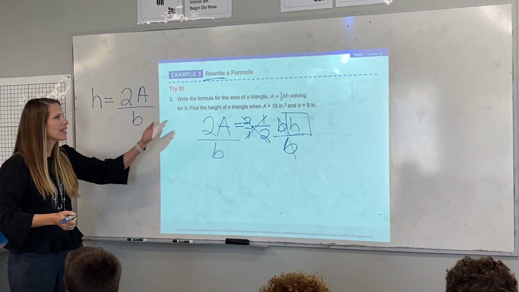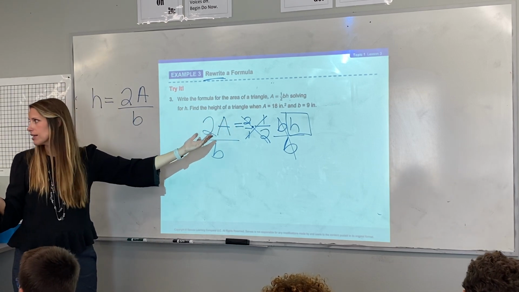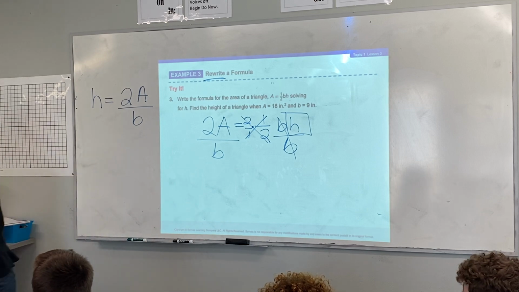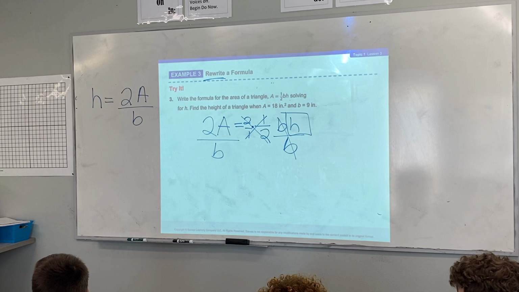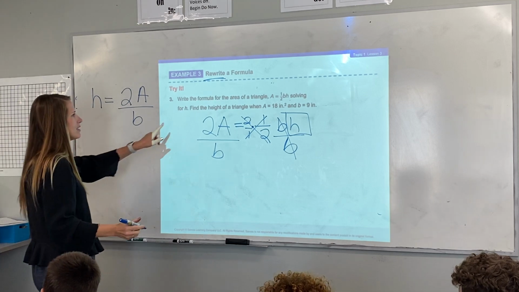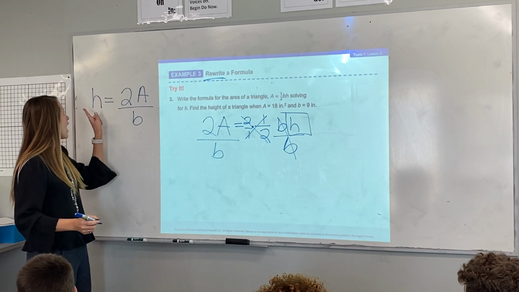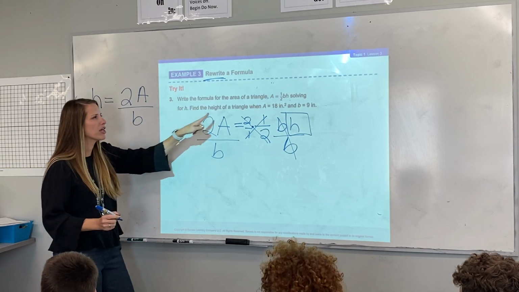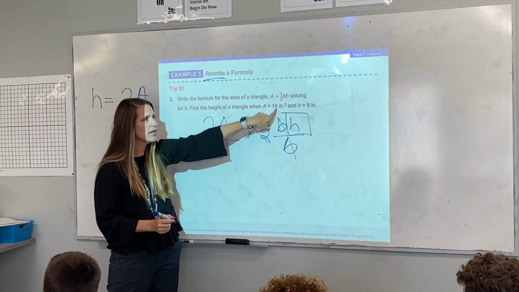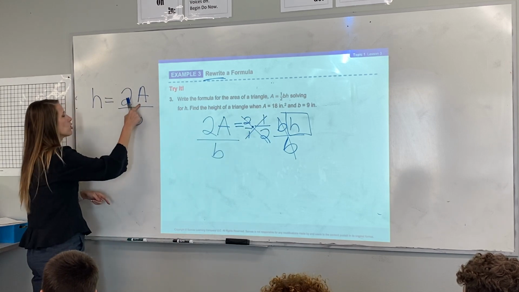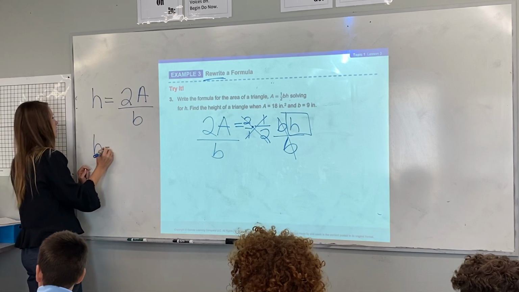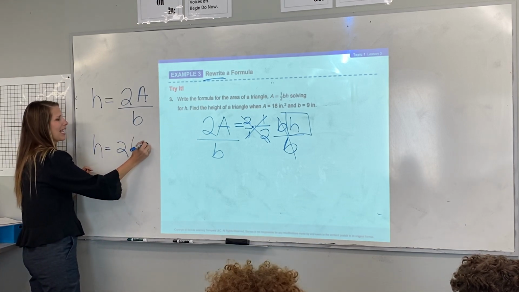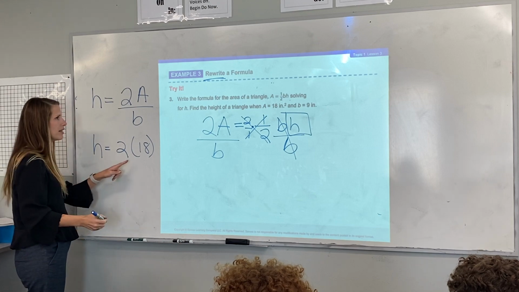Why did we take that and make it look complicated in a different way? Because you can, and because it's going to help me when I plug in my known values. It says find the height of the triangle because we isolated H. Now we can plug in our values. A is 18, so I can replace this A with 18. So I have the height equals 2 times 18.